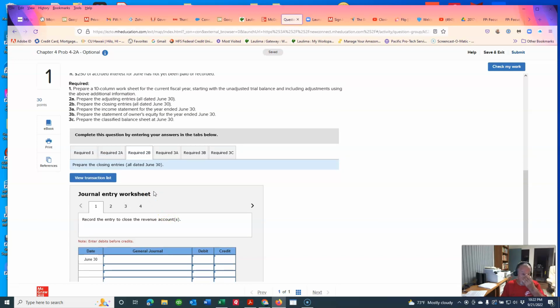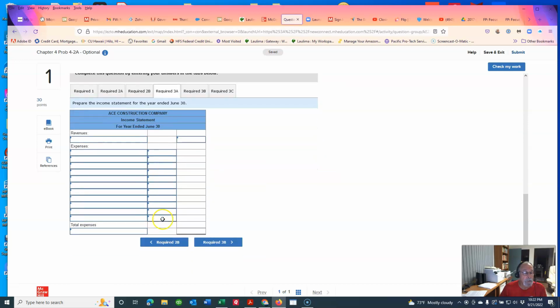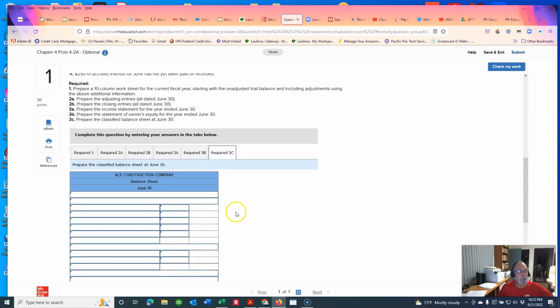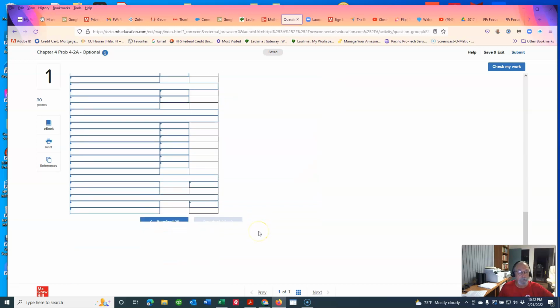Requirement 3A, prepare the income statement for the year ended June 30th. So if we take a look at the requirement 3A tab, we have an income statement, kind of an empty template there. And I'm sure you already know that each one of these amounts are pull downs. So generally we have a pull down that gives us a choice of textual answers as well as numerical answers, which is pretty cool. And then requirement 3B, prepare the statement of owner's equity, and 3C, prepare the classified balance sheet. And so for each of those, we'll have kind of a template to use in coming up with the information for that requirement. So it's a lot of work. It's a lot of work.